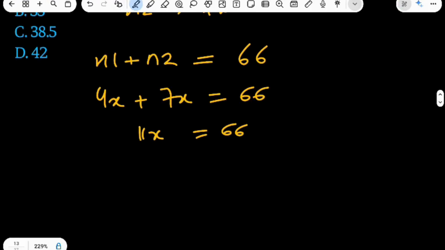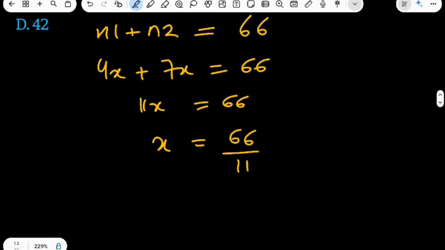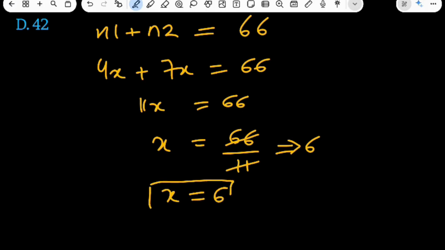Right? Simple maths. Now moving ahead, keeping the x here, leave the 11 and put it down below 66, because it is now getting divided when it comes to the right-hand side. So we simplify it and we get the value of x as 6.